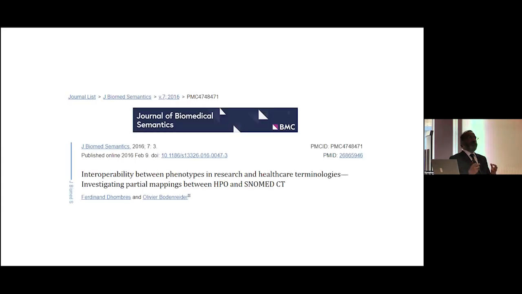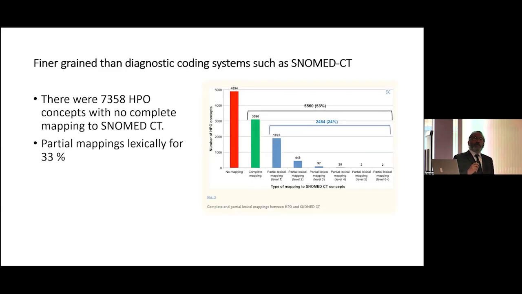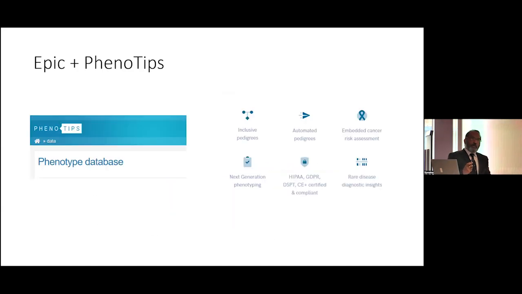So people have looked at interoperability between phenotypes in research and healthcare, and existing diagnostic coding systems like ICD-10 and SNOMED CT. Interestingly, the mapping was only about 33% in this particular study. So when we acquired the new EPR, EPIC, at GOSH in 2019, we were looking at various options, and we realized that EPIC did not have a good way of capturing rare disease diagnosis, particularly new single gene diagnosis.